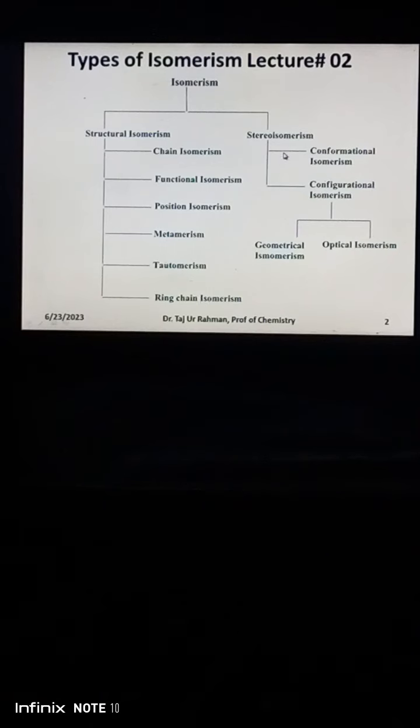While stereoisomerism is further classified into two types, conformational isomerism and configurational isomerism. Configurational isomerism is subdivided into two types, that is geometrical isomerism and optical isomerism. Now we will discuss and explain these different types of isomerism one by one in detail. Let's first get started with structural isomerism.